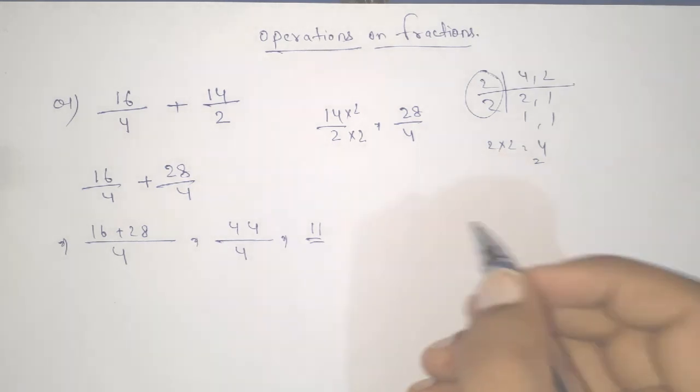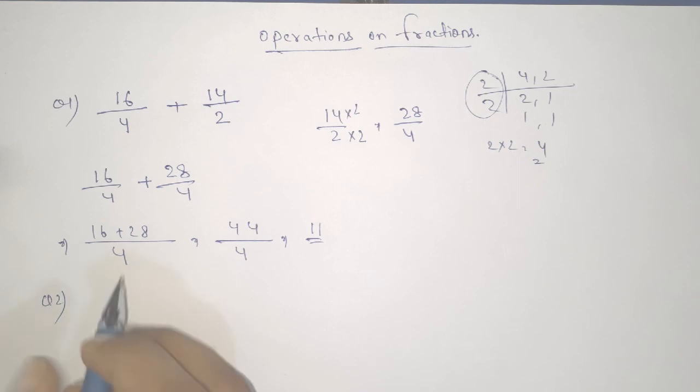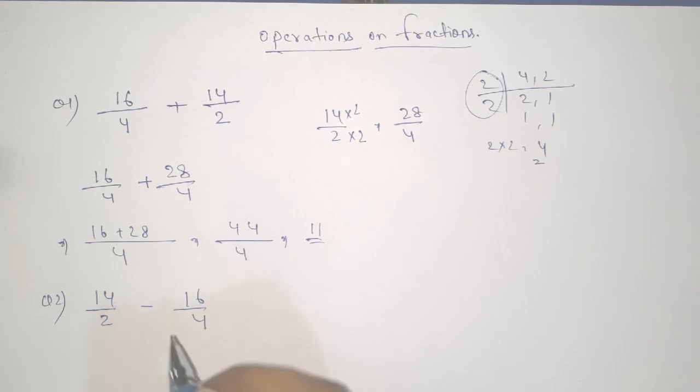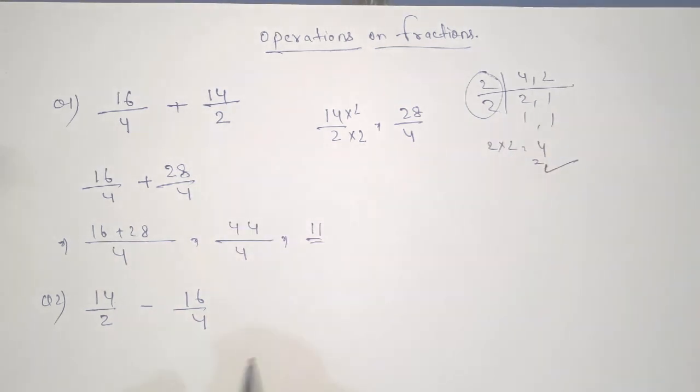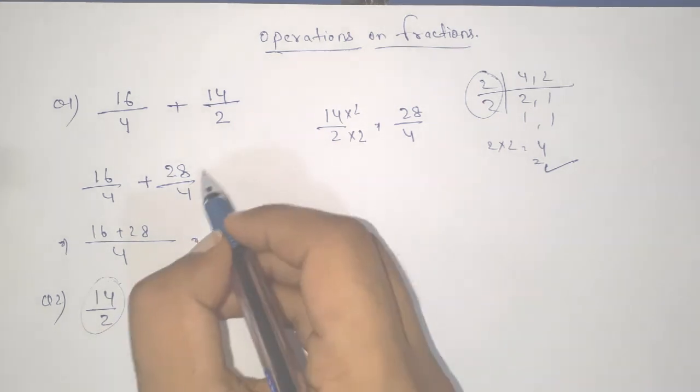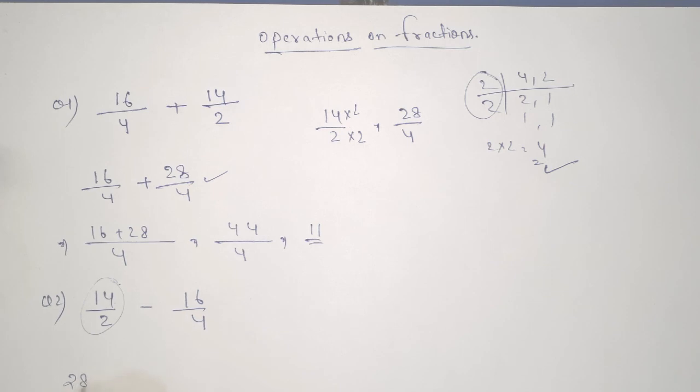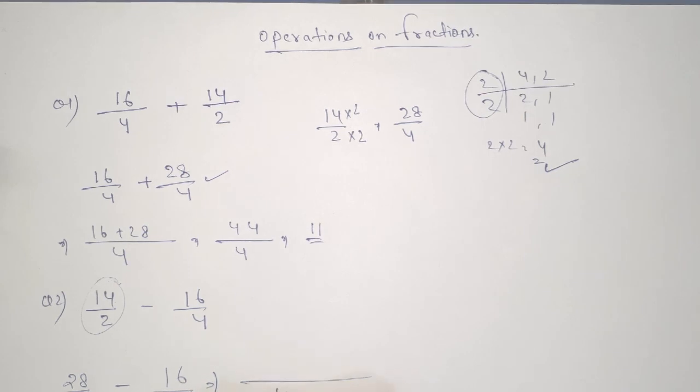And if you want to subtract it also, like 14 by 2 minus 16 by 4, you can do it easily. 2 and 4, the LCM is how much? 4. So converting this particular fraction into a like fraction, this will be 28 by 4 minus 16 by 4. The denominators are the same, so this will be 4, and 28 minus 16 is 12. So this will be 12 by 4, which is 3. So this is how you can subtract it.